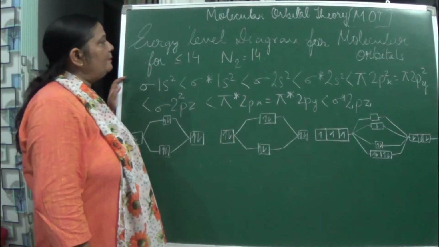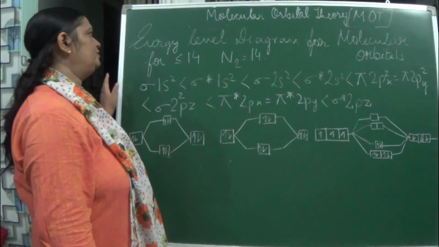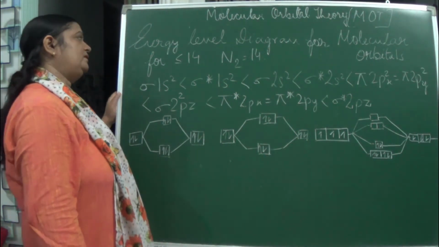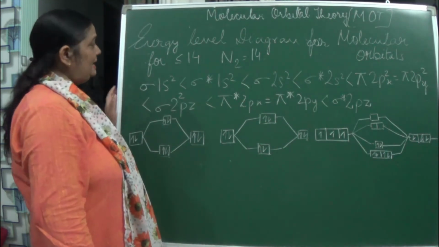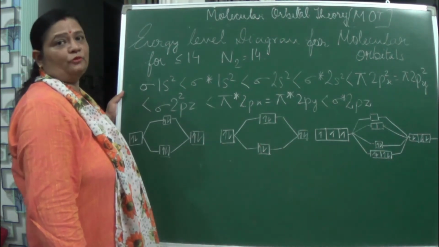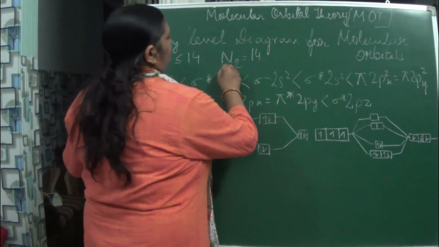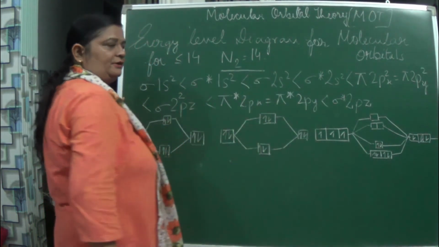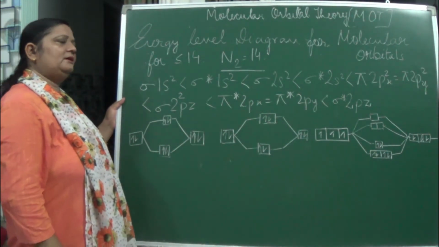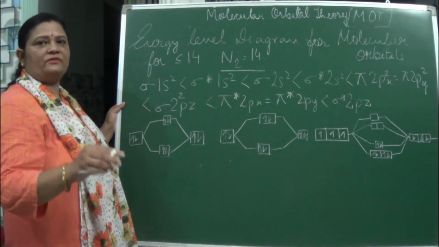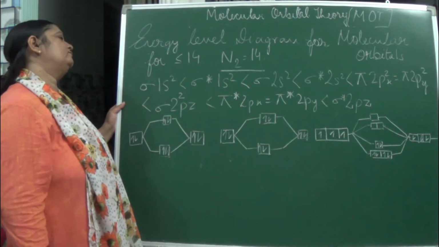Now let us study the energy level diagram of the molecular orbitals for molecules having electrons less than or equal to 14. So I have taken the molecule of N2. It consists of how many electrons? It will consist of 14, since nitrogen consists of 7, and 7 plus 7 is 14.